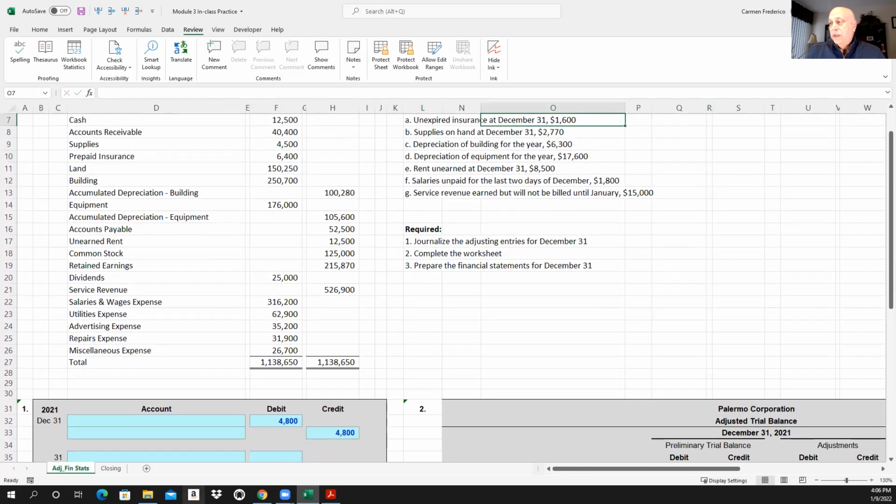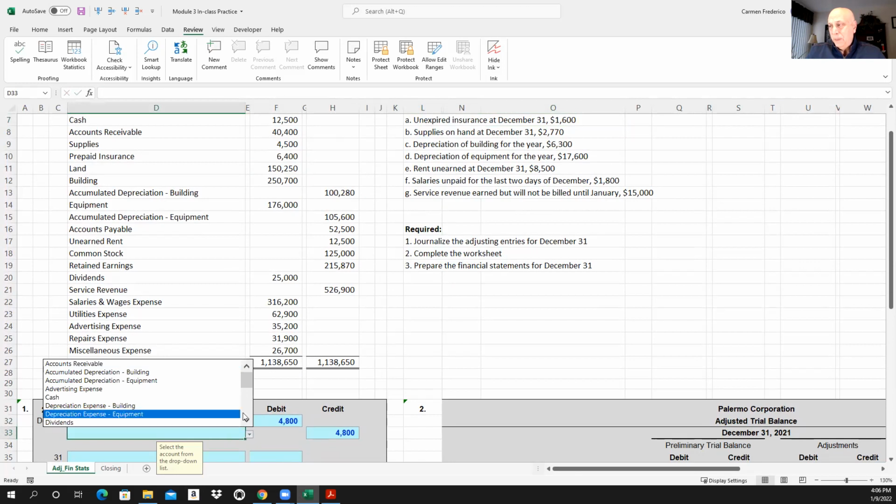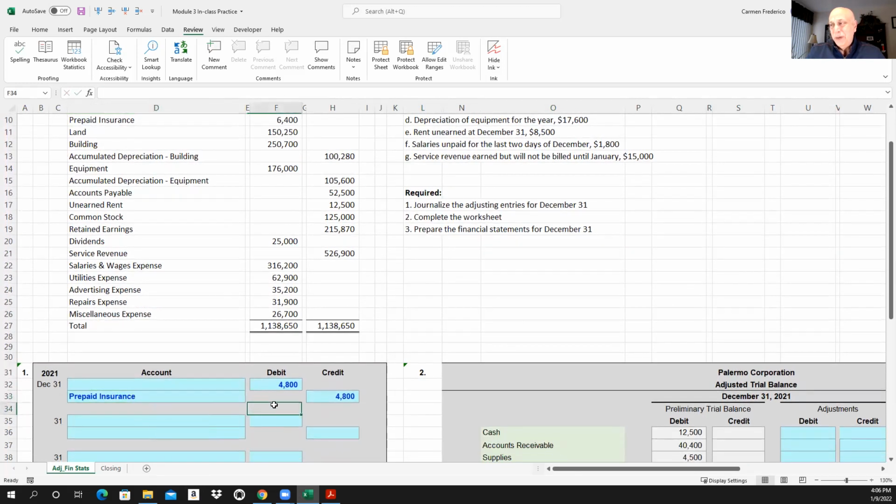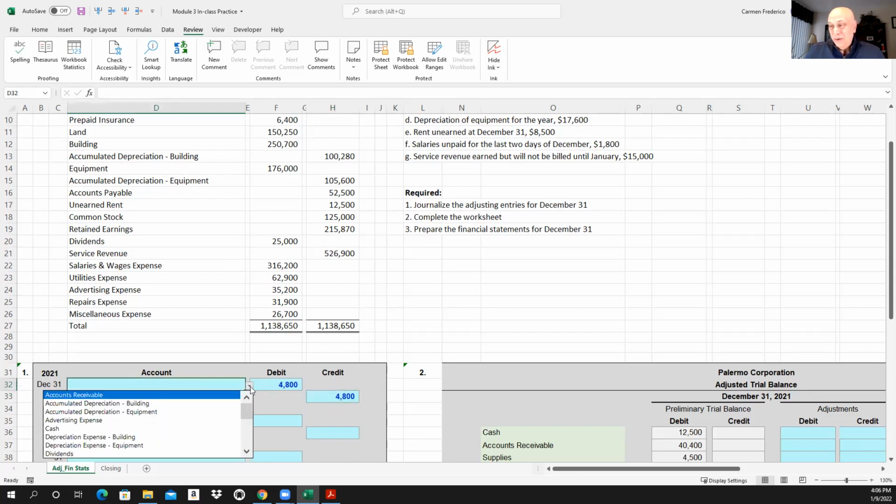Okay, the account will be, well, prepaid insurance is the asset going down. So we're going to find the account called prepaid insurance. That's the asset that's going down. And assets, when they go down, they go on the right side. Okay, assets increase on the left, they decrease on the right or credit side. So as insurance expires, what do you think that turns into? When an asset is used up, it turns into an expense called insurance expense.